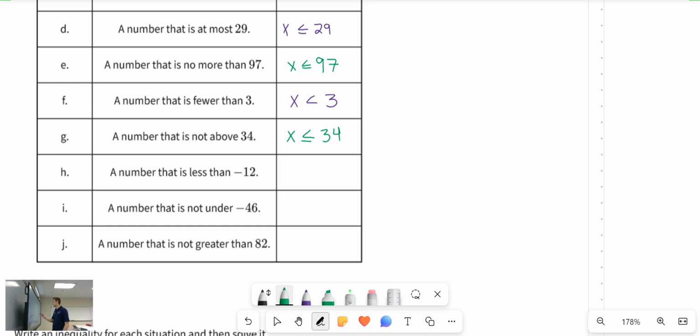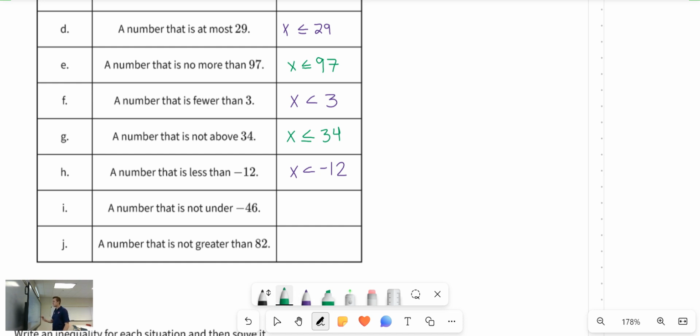H, a number that is less than negative 12. All right, our number is less than negative 12. I mean, it gave us that's how we actually read it, right? X is less than negative 12 is exactly how we would read it. So that works out really nicely.